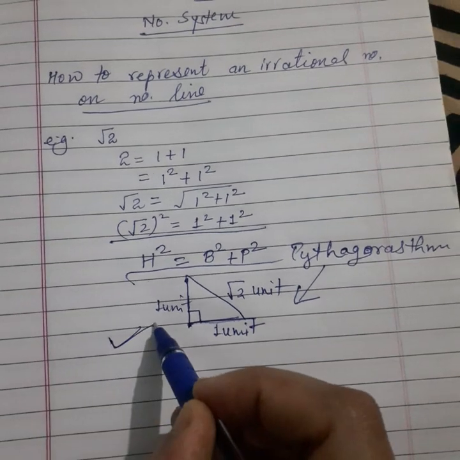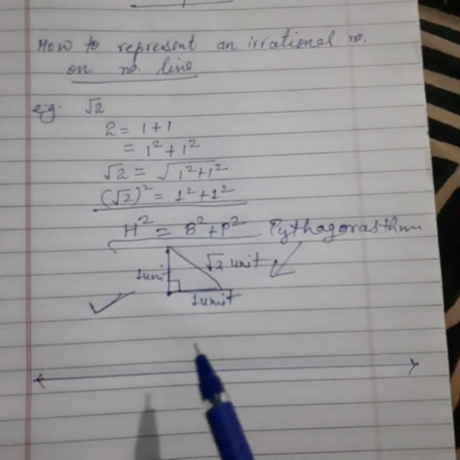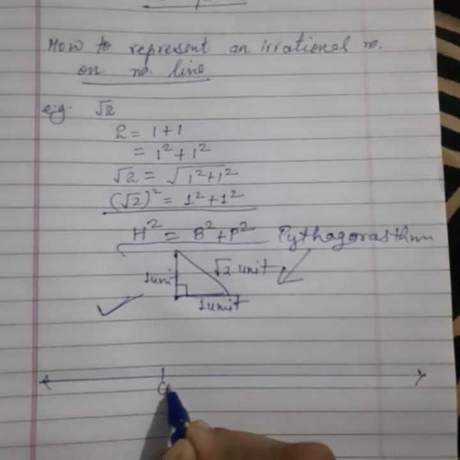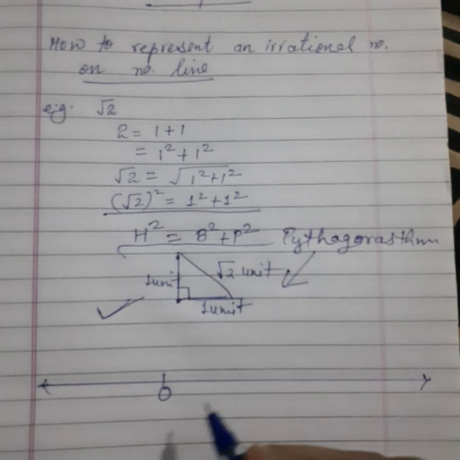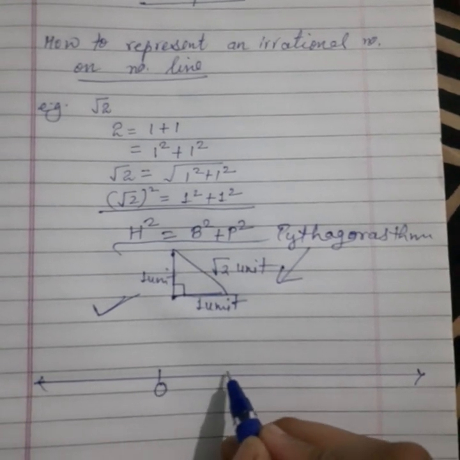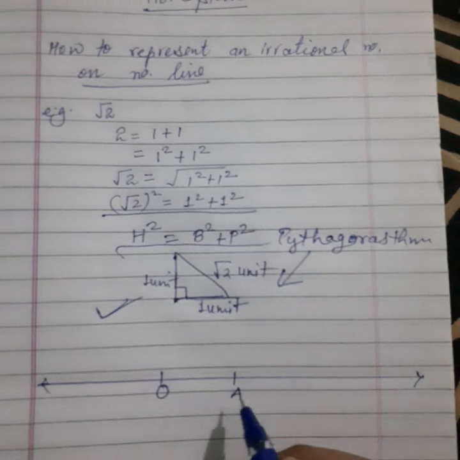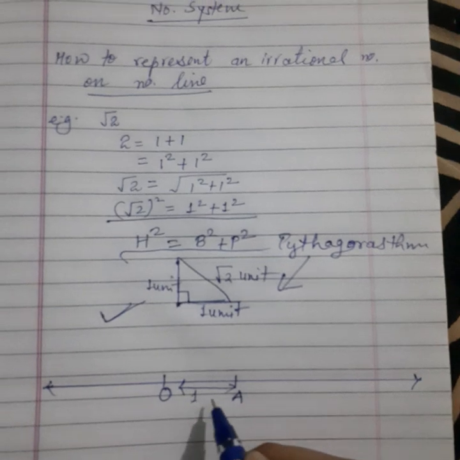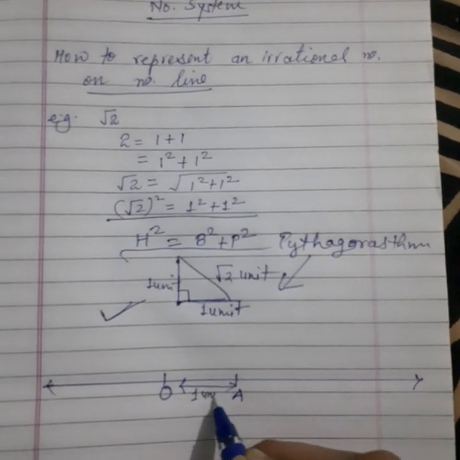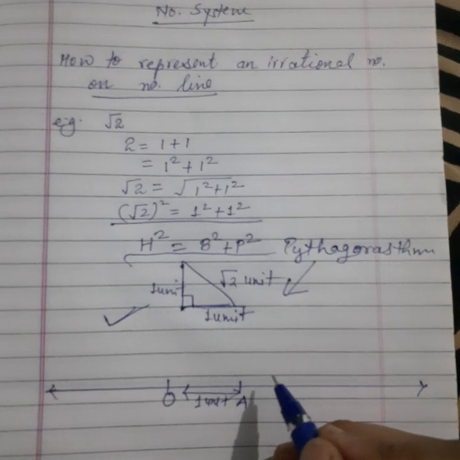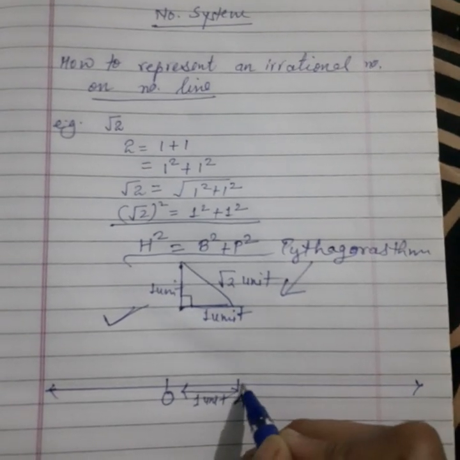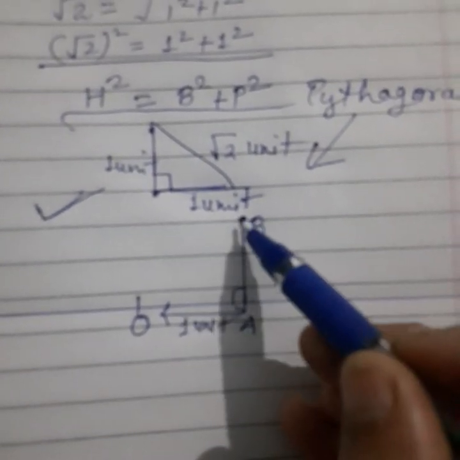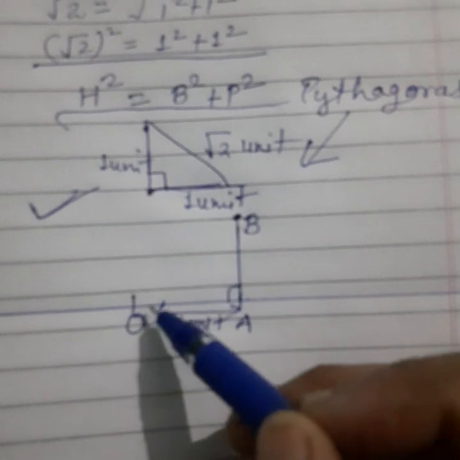This thing you will follow on the number line. Here I have taken a number line, and anywhere you denote a point O which represents point 0. Then measure a distance from O, suppose point A, and take this OA as 1 unit. 1 unit you can take as 1 centimeter also, 2 centimeter also, but make it 1 unit. Similarly you will draw a perpendicular at A. Here you have drawn perpendicular AB on OA.